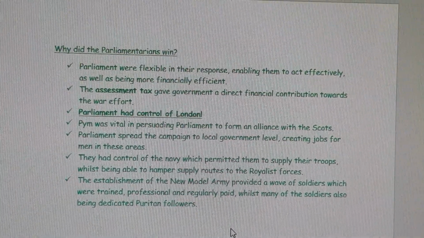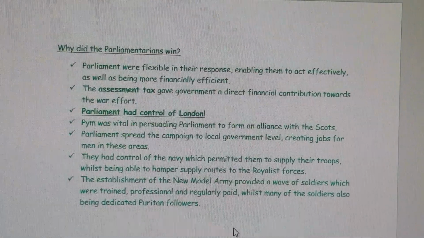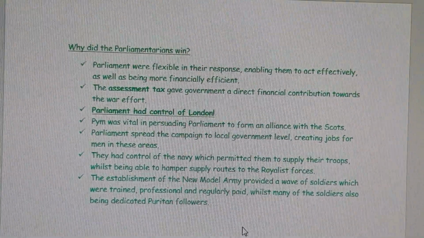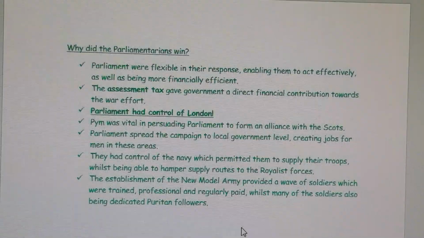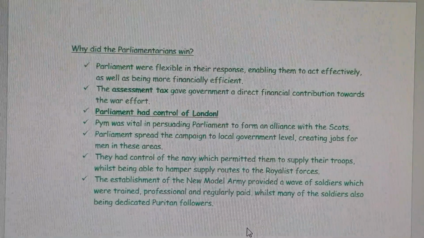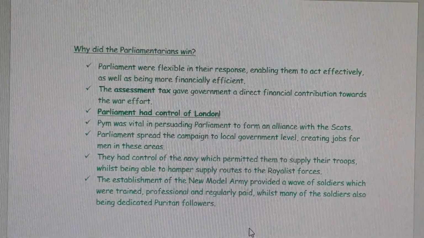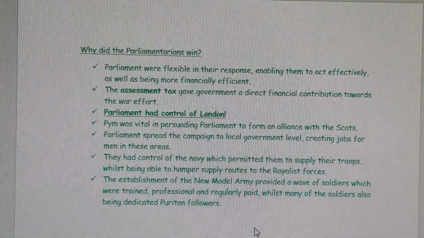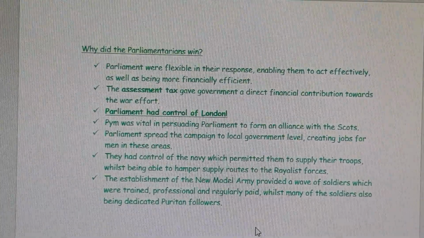his inability to negotiate, his inability to understand military strategy, or to at least get someone in that did understand it, all went against him, and enabled the parliamentarians to fix their bases, to create alliances with the Scots, to control the media, to control the economy, and to control the military bases, all meant that they were successful in the end.